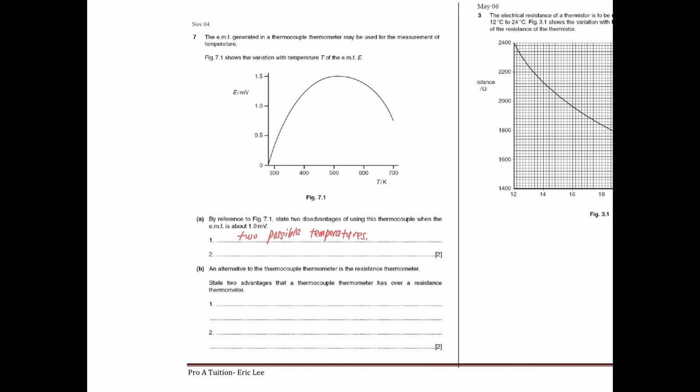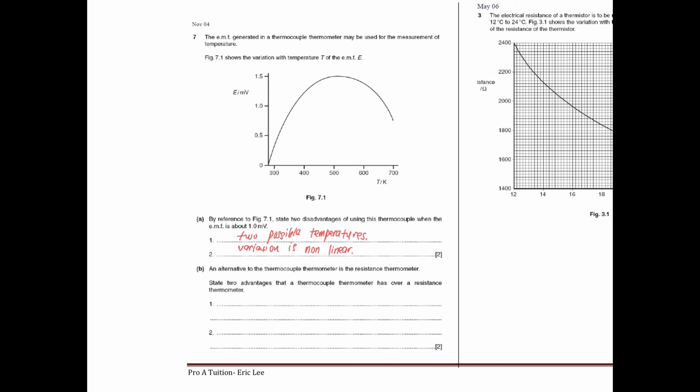Okay. The other thing is the graph is not a straight line. That is also a disadvantage. So the variation is non-linear. Non-linear. Okay. Part B, an alternative to the thermocouple thermometer is the resistance thermometer.